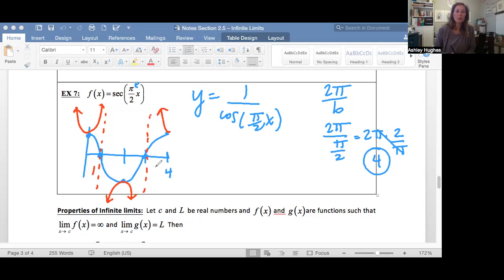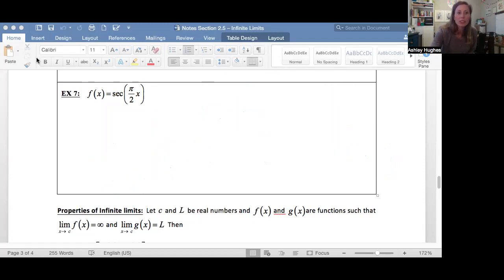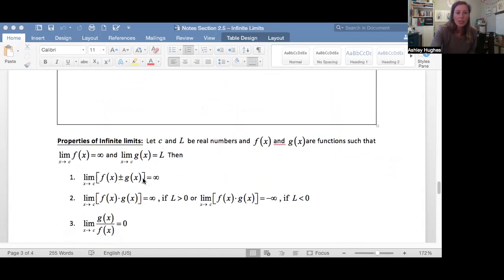Our asymptotes are at 1, 3, 5, basically at every odd number. So it's 2k plus 1 times n. Oh goodness, 2k plus 1, my bad. 2k plus 1 times n. That means every odd number, for forever. That's where you have your asymptotes for that one. Again, I wouldn't worry too much about that particular example.